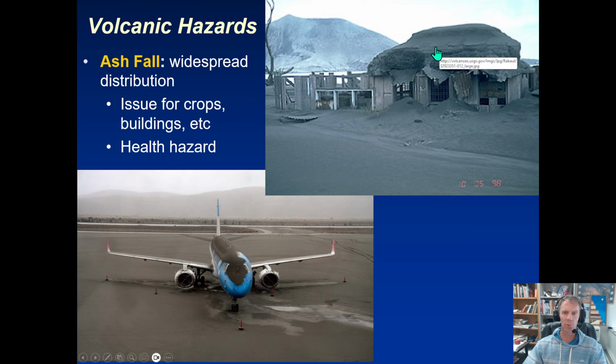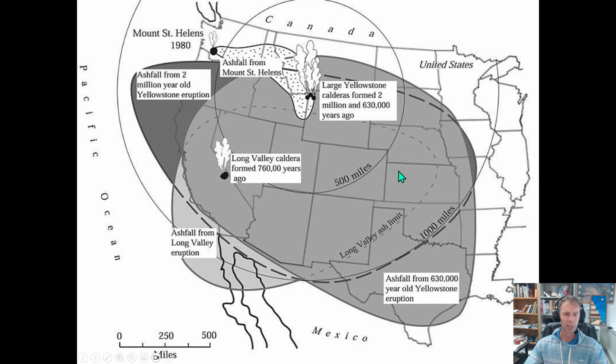If there's enough of it on the roof of a home, it can cause that to collapse. It can be hazardous to people and lethal in large quantities. If a community was in the middle of harvest season or growing crops and you put several centimeters or inches of ash on those crops, that could have a huge economic impact as well. So ashfall over a region can be a big deal.